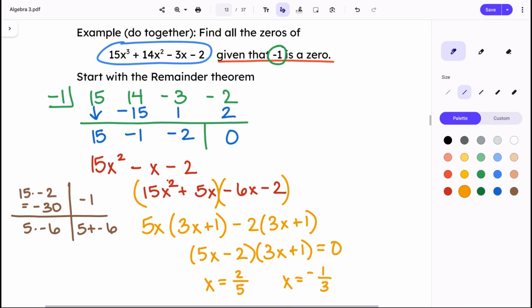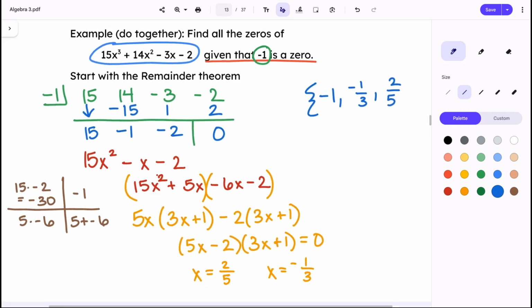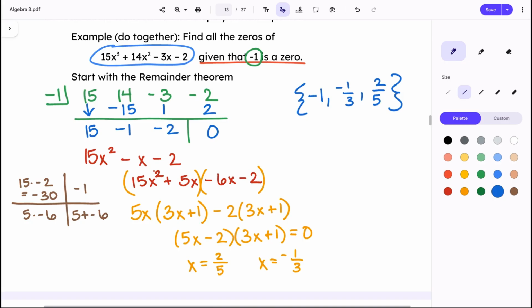So finally, they might want you to list out all your zeros or write out all of the roots that you found. So we have these two fractions, and what was the other one that we were given? Negative 1. So I'm going to go negative 1, negative 1/3, 2/5. I usually like to write them in order from smallest to biggest. And they would be using kind of those squiggly little brackets. Hopefully you're a little bit better about drawing them than I am. I'm not the best, but hopefully you know what I mean. That's how they would maybe write all those zeros together.